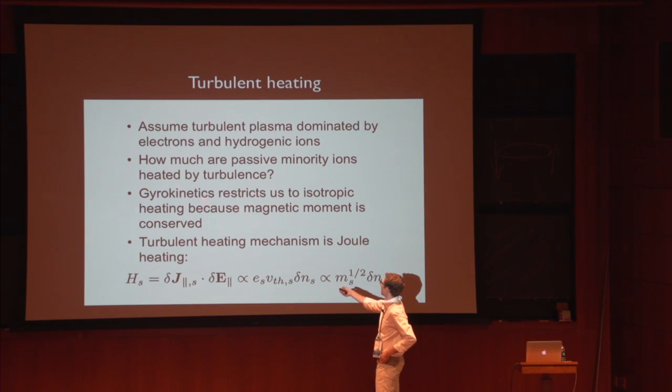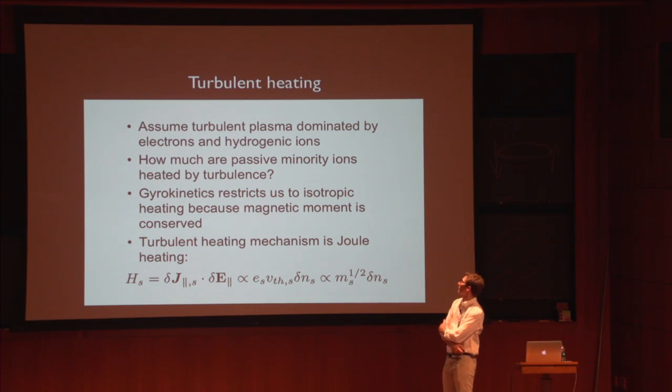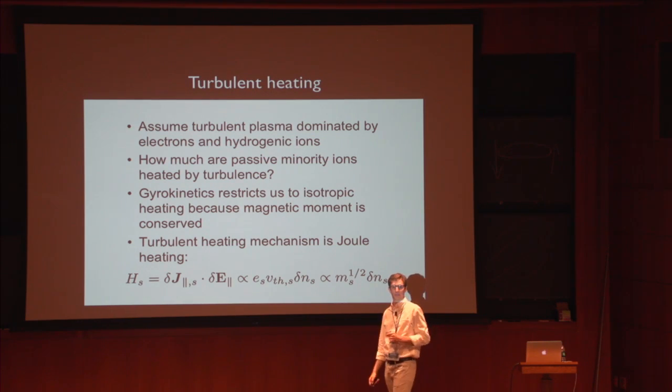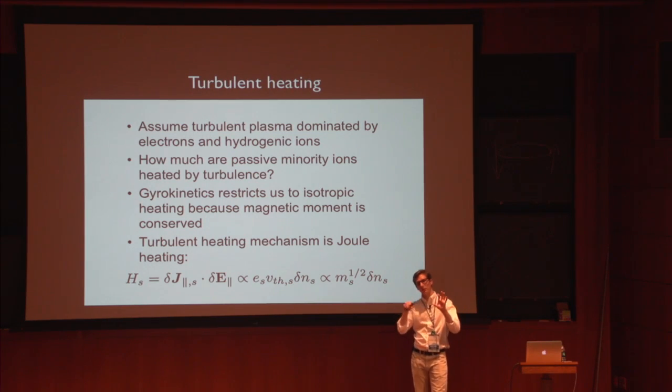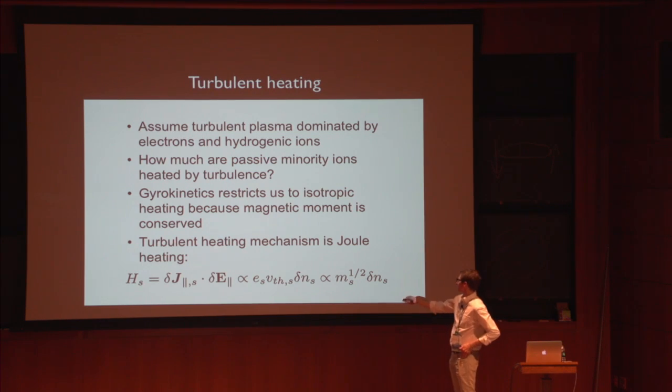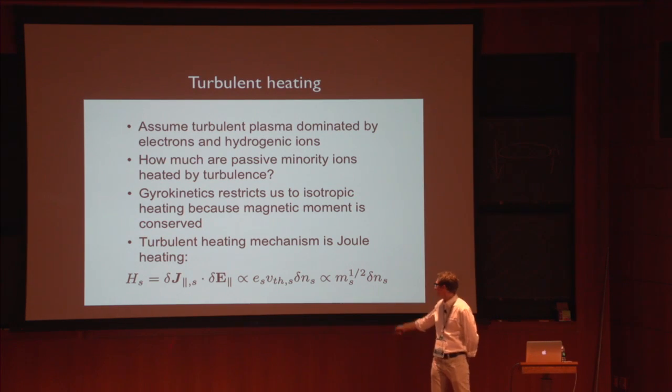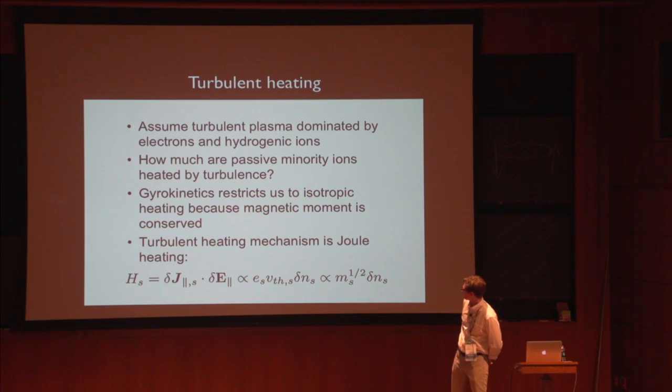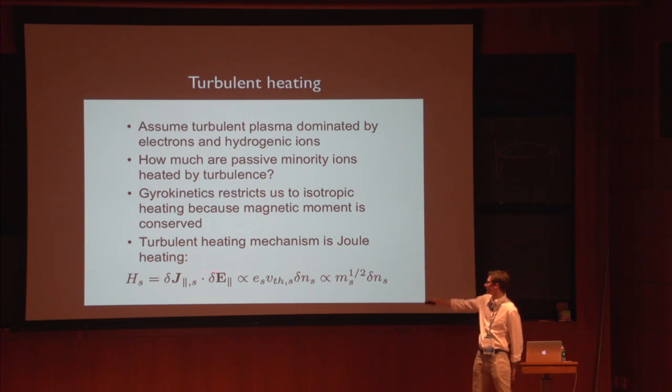And so in gyrokinetics, we're restricted a bit because we can only look at isotropic heating. The reason we can only look at isotropic heating is, as Matt discussed, the magnetic moment in gyrokinetics is conserved. We assume that nothing perturbs the motion of the particles significantly over one gyro orbit, and so you can't break the magnetic moment. There's still a turbulent heating mechanism which exists, and that's Joule heating, right? And this Joule heating mechanism is just δJ, the fluctuation in the current parallel to the field, times δE parallel, right?